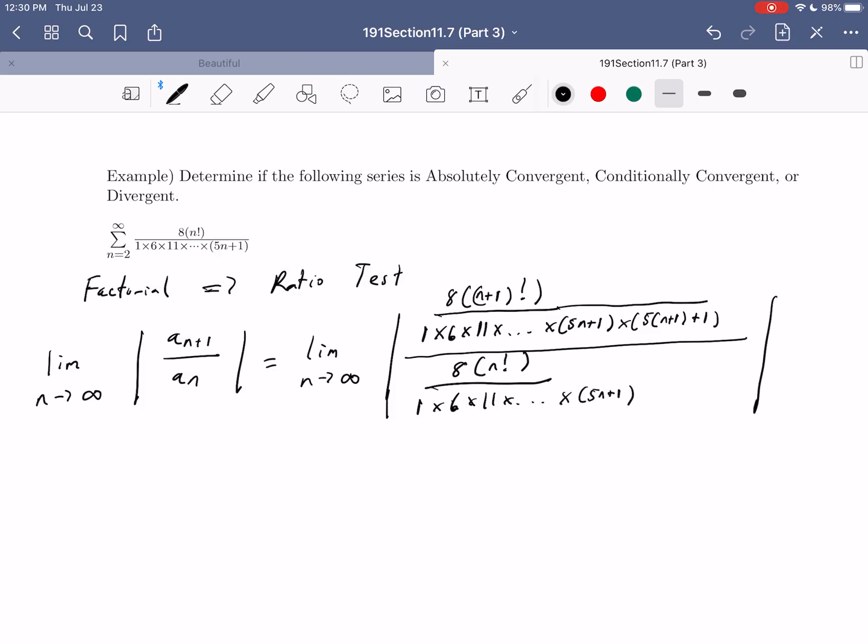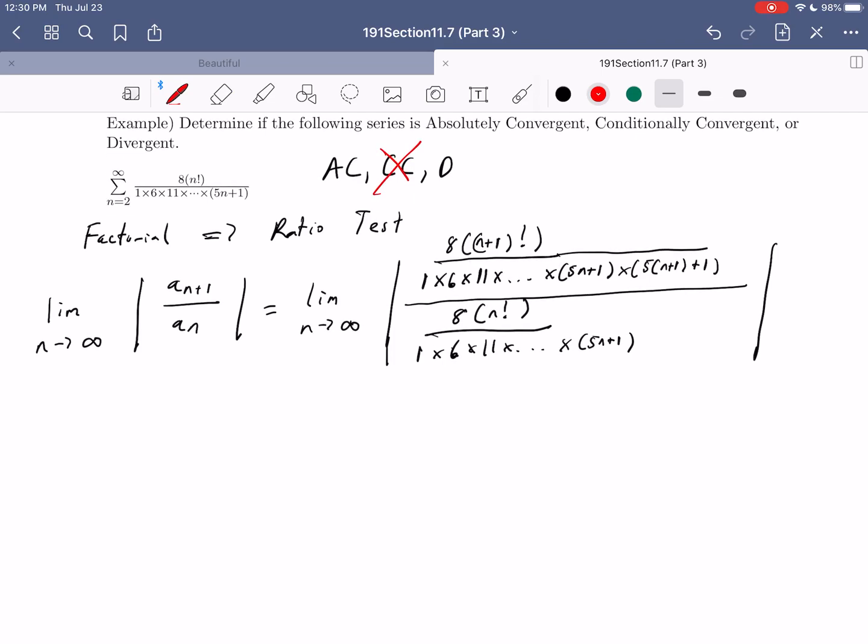Okay. Notice that this one has always positive terms, so those absolute value bars can just be dropped. Also keep in mind that that means that in terms of the options here, since it has always positive terms, conditional convergence is out. So let's go ahead and drop those absolute value bars and also simplify.